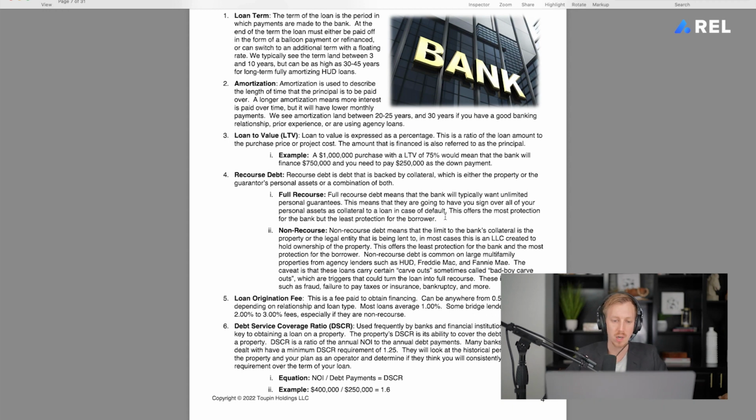So you want non-recourse, but understand that it's not always your choice. The bank makes the call. Not all banks are going to lend without recourse. And the ones that do lend without recourse normally are lending on stabilized properties to sophisticated, qualified, or experienced owners and operators. Okay.